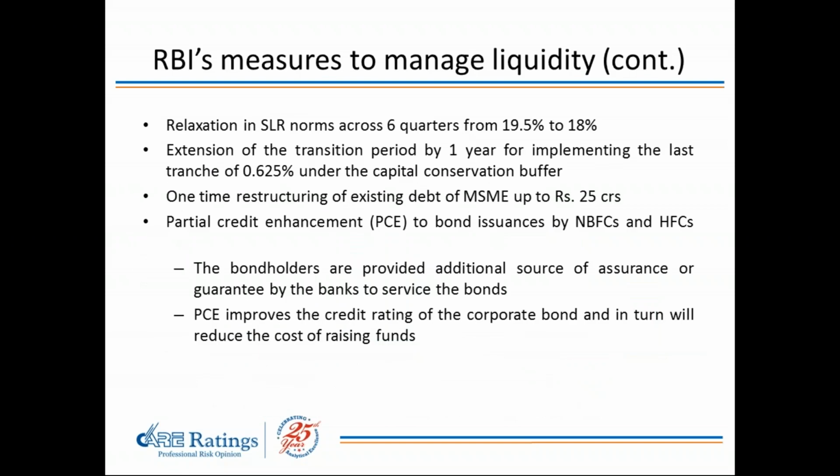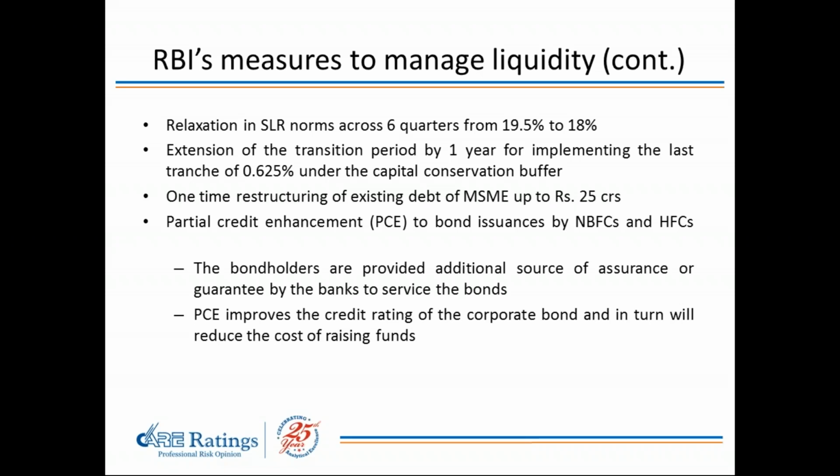Another measure undertaken by RBI is the relaxation in the statutory liquidity ratio across six quarters, commencing Jan 2019. RBI proposed to reduce SLR by 25 bips every calendar quarter until it reaches 18% of the net demand and time liabilities from the earlier 19.5%. The first reduction of 25 bips took effect from 1st Jan 2019. A lower SLR provides more liquidity to the banks for lending.